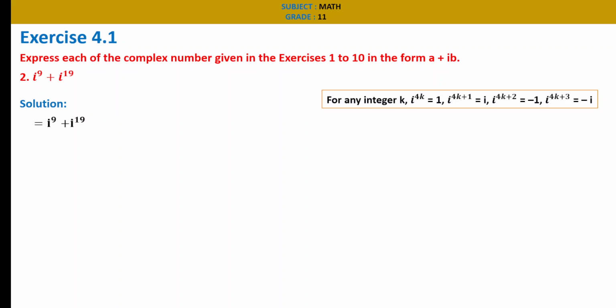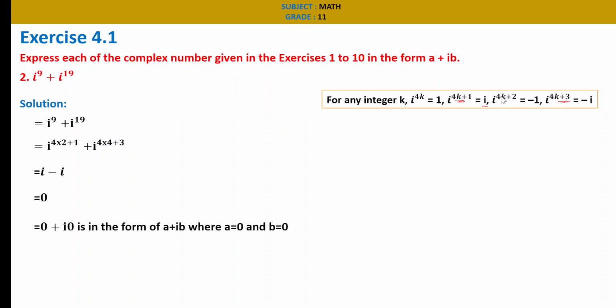Now let us write I power 9 as I power 4 into 2 plus 1. So this is in the form of 4k plus 1, so it should be replaced with I. Next, 19 can be written as 4 into 4 plus 3, which is in the form of 4k plus 3, that is minus I. So I minus I is 0. Again, we can express this as 0 plus I0, which is in the form of A plus IB, where A equals 0 and B equals 0.